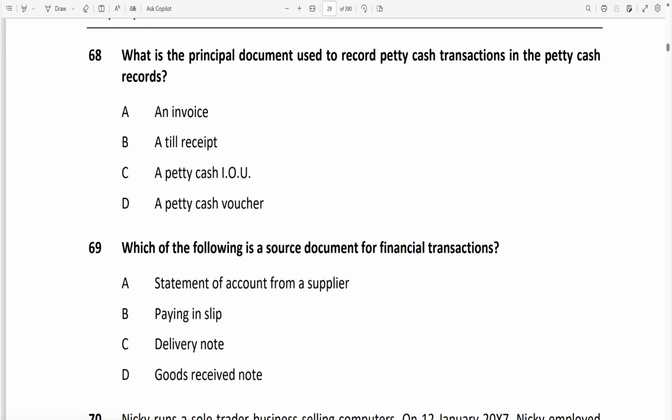A till receipt is basically evidence of a purchase made, but it is not specifically used to record a petty cash transaction. It can be attached to the petty cash voucher to support the expenditure, but it is not the main document used for recording. Right? Moving to the next, a petty cash IOU.